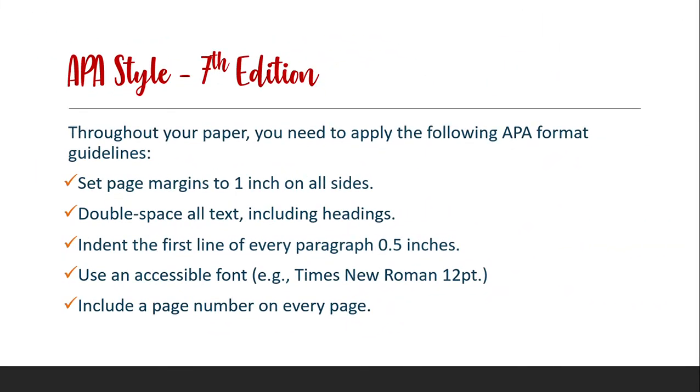APA Style 7th edition, that's the format and style that we are using. So throughout your paper, you need to apply the following APA format guidelines. First, set page margins to 1 inch on all sides. Double space all text, including your headings. Indent the first line of every paragraph 1/2 inch. Use an accessible font, for example, Times New Roman 12 point.